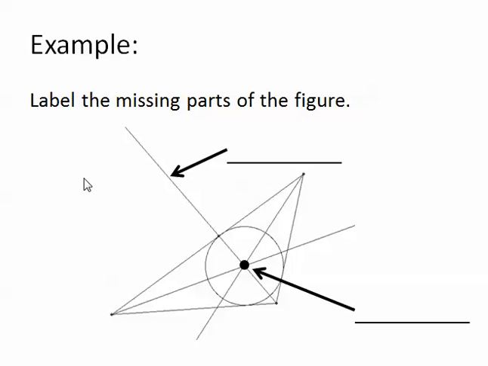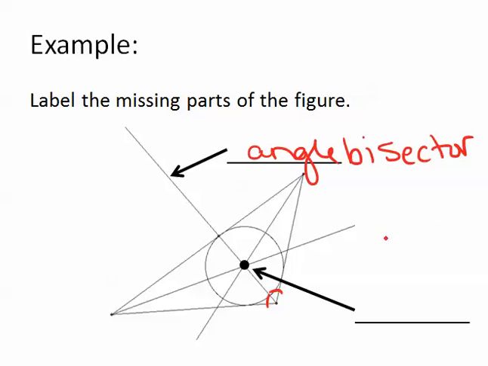Okay, so label these missing parts. We have this line coming up right here to start with. It is drawn out of this angle. Those angles are cut in half, so that is called an angle bisector. Then when you take all of these angle bisectors and you meet them up with each other, that right there is going to be called the incenter.